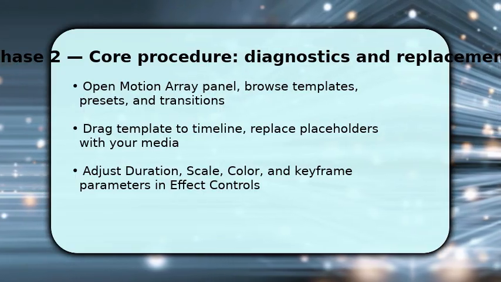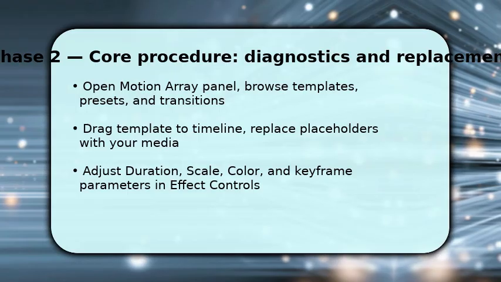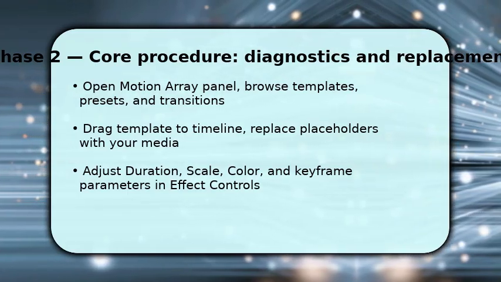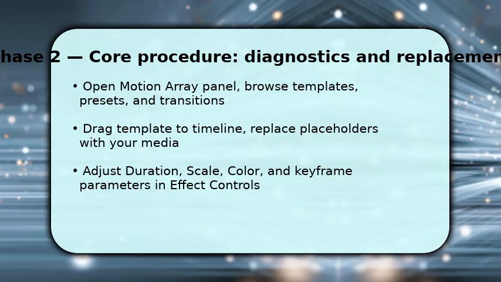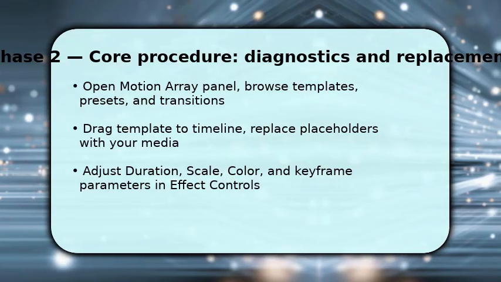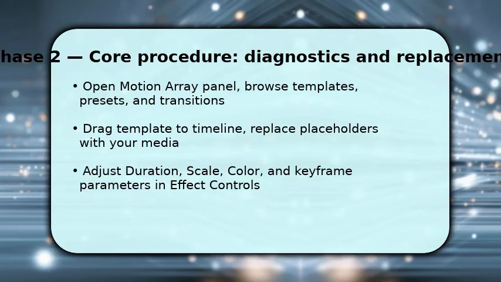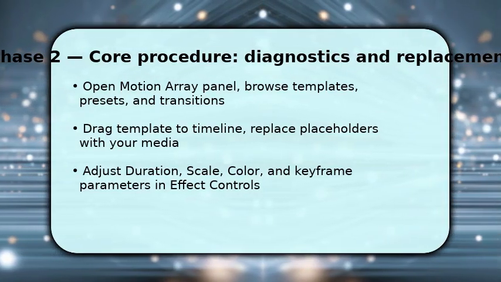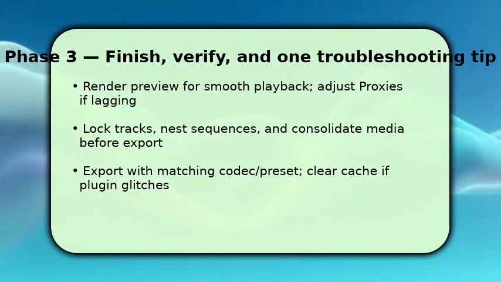Once applied, tweak core properties: duration, scale, position, and color controls to match your sequence. Use keyframes for motion changes, set start and end values, then ease in or out for a natural look. Make incremental saves so you can revert quickly. Finish by customizing and prepping for export.